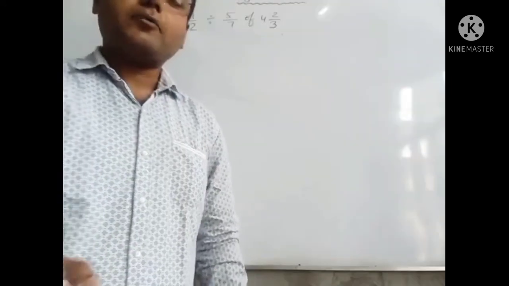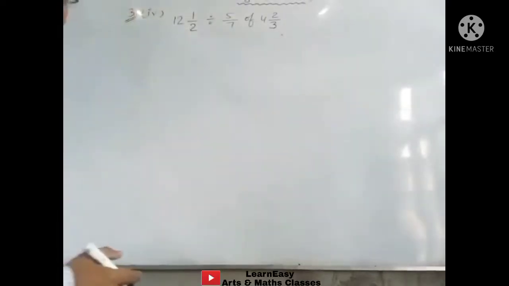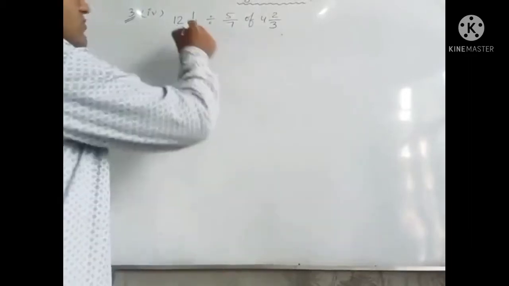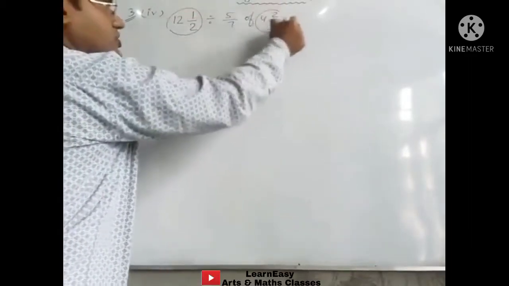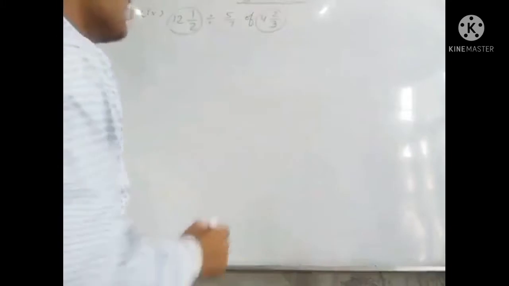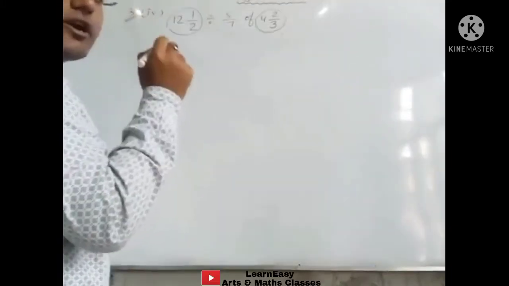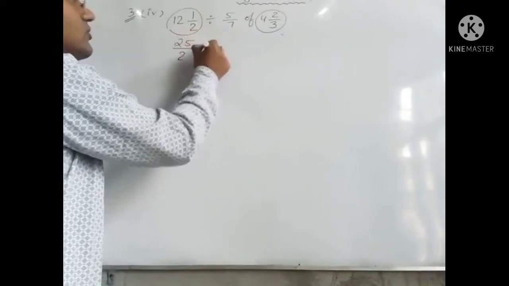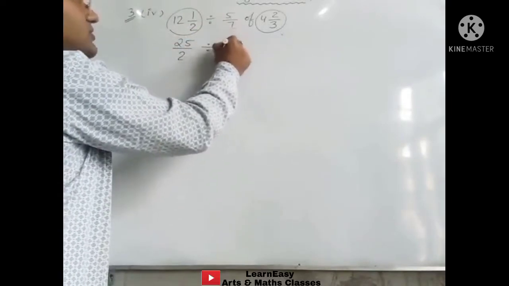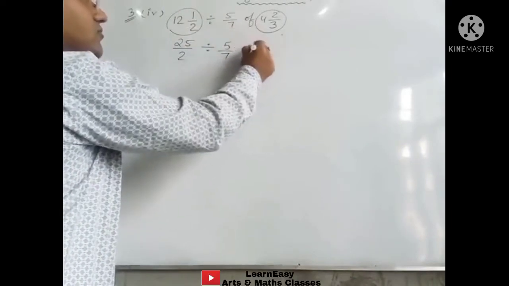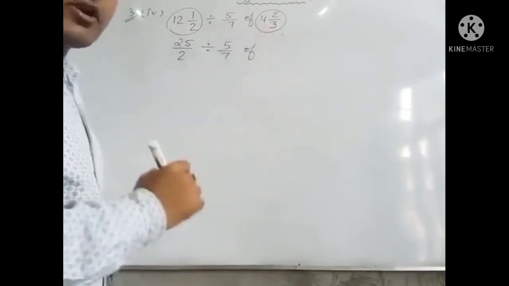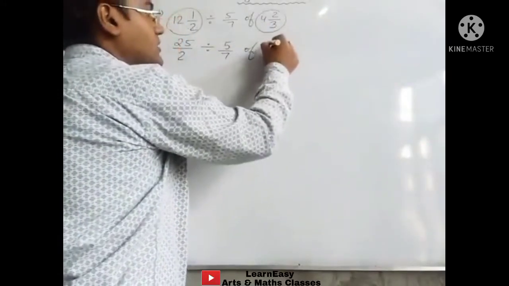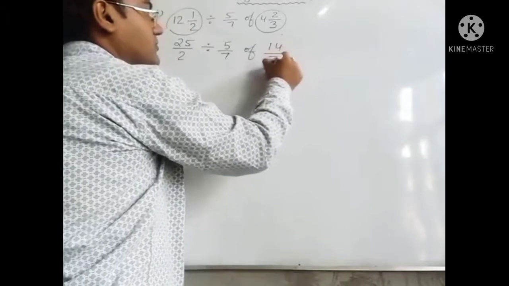Now come to the next part, number 4th. Third question, 4th part. The question is this. First of all, what will we do? We will convert these two mixed fractions into improper fractions. So 12 multiply 2 when we do, it will be 24. 24 plus 1 will be 25 upon 2. Divide 5 upon 7 as it is we will write. This mixed fraction also we will convert into improper. So 3 4s are 12. 12 plus 2 will be 14 upon 3.